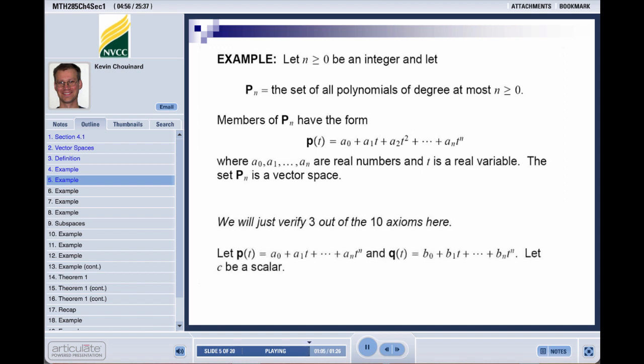Let's take a look at how a few of these axioms are satisfied. Let's define P of t to be this polynomial with coefficients a, and Q of t to be a polynomial of at most degree n with coefficients b. And let's let c be a scalar.